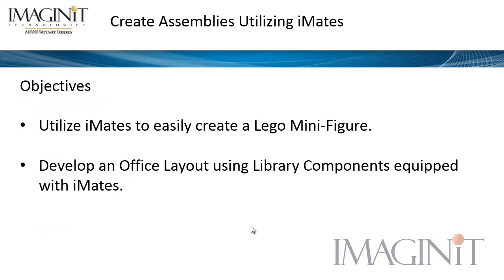So the overall goal for this presentation is going to be to create assemblies utilizing iMates. We have a couple of objectives that we're going to cover during our presentation today. Our first objective is going to be to utilize iMates to easily create a little Lego minifigure. I think many of you have played with Legos in the past and you're familiar with the Lego minifigure model, so we're going to use iMates to create that quickly and easily. We're also going to develop an office layout using library components that have been equipped with iMates. And you're going to hopefully be surprised at how easy it is to create assemblies utilizing iMates.